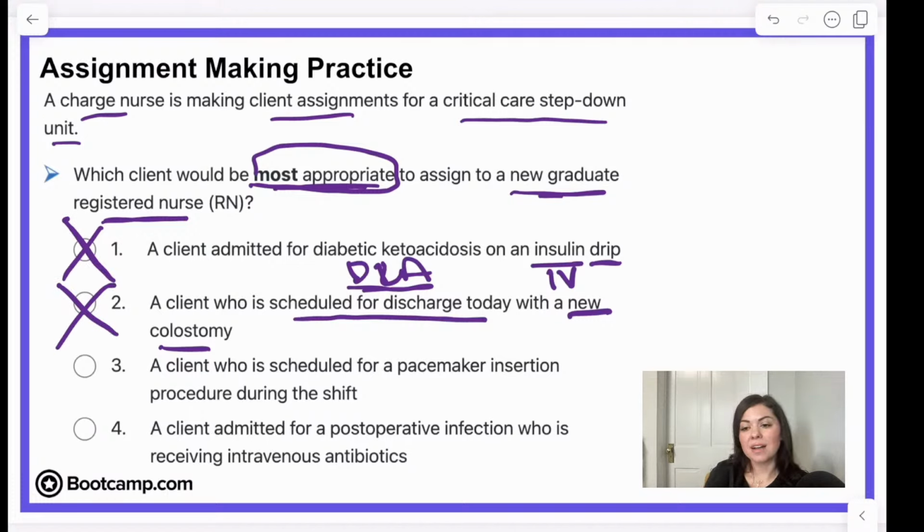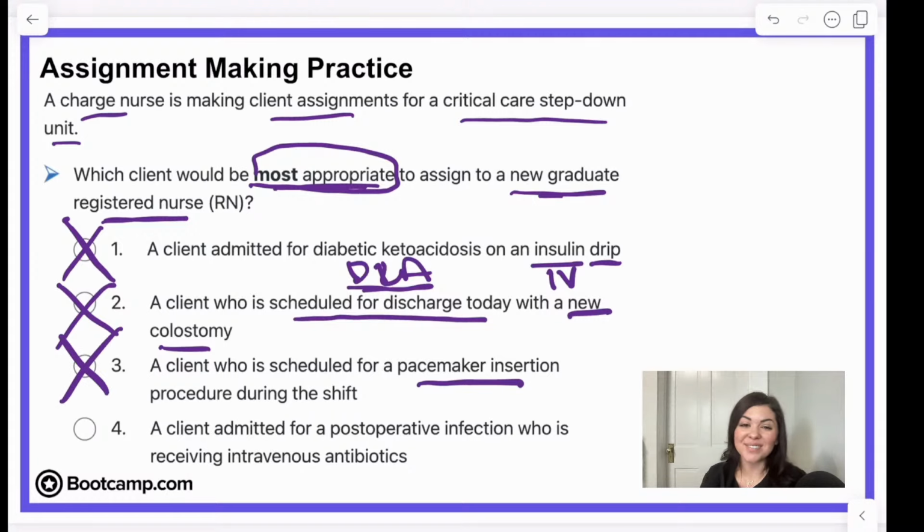So option 3, a client scheduled for pacemaker insertion. So what do we think? Do we want to assign this to a new graduate nurse, the client in option 3? So a client that is getting a pacemaker insertion, when they come back, they're at very high risk for cardiac arrhythmias. Sometimes that pacemaker doesn't properly pick up right away. They might have issues with cardiac output. So we really want a nurse here that has a lot of experience with ECG rhythm interpretation. So it's best if an experienced nurse is able to care for a client post-pacemaker insertion.